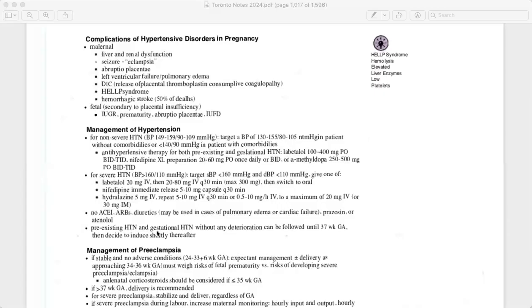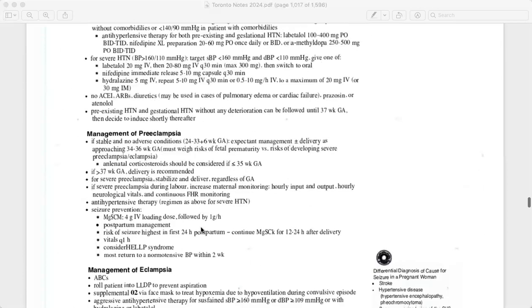Then pre-existing HTN or gestational HTN without any deterioration. Then management of preeclampsia. Now this person is already having one end organ damage. So first thing first, stability is important. No adverse condition is there. And making sure that the baby is doing fine and the mother is also fine.